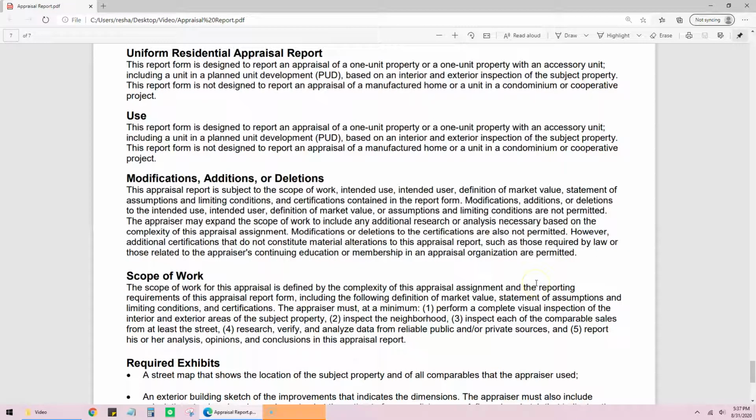And that's it. I hope you found this information useful about appraisal reports. I didn't want to use an actual appraisal because I just wanted you to get familiar with the actual form.